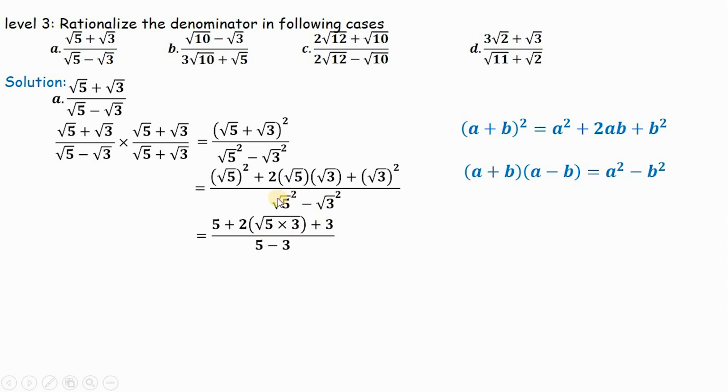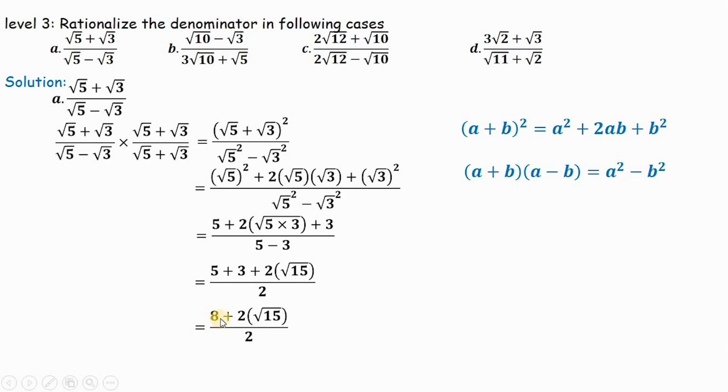So in the denominator again root and square get cancelled, here also root and square get cancelled, you'll get 5 minus 3. So 5 plus 3 will take them together, plus 2 root of 15. 5 3s are 15. So 5 minus 3 is 2. And we'll add these two numbers, that is 8 plus 2 into square root of 15 by 2.